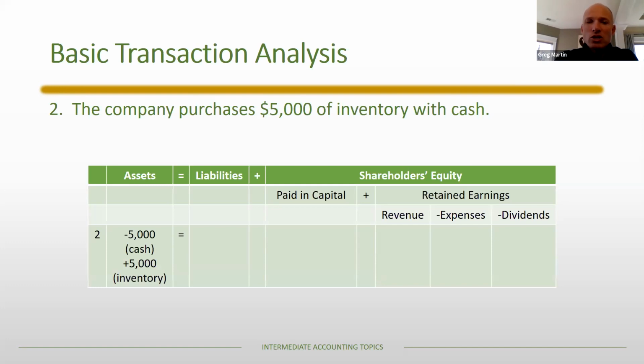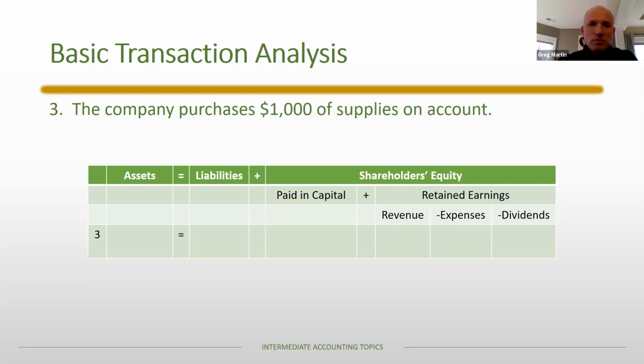So our equation in total really doesn't change, right? Because one asset goes down, one asset goes up. But it is important to note that now I have inventory and before I didn't. So it did change the financial position of the company. It just didn't change total assets of the company. Good. All right.